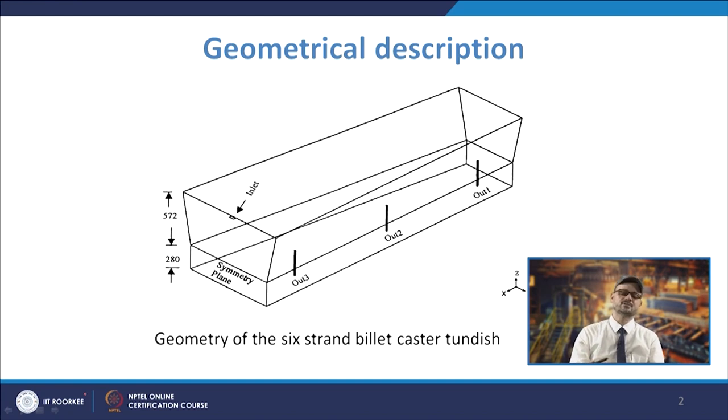Again, it is a 6-strand billet caster Tundish, and as you see, you will have the 3 outlets, 3 to 1. In this case we are taking outlet 1 as the remotest one, and 2 and 3, and this is your symmetry plane. It means there will be a plane which is going further in this direction, and this is the impact region. This is a zone only for that consideration, showing the outlet. Then the dimension of the Tundish is also shown. As you see, the height is given, and the other dimensions are 2.95 meter of length or so.